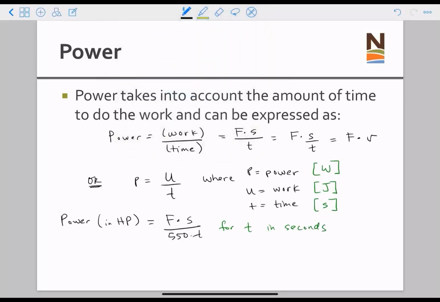All right, or power, again, in horsepower is equal to force times distance over 33,000, and this would be for T in minutes. Okay.